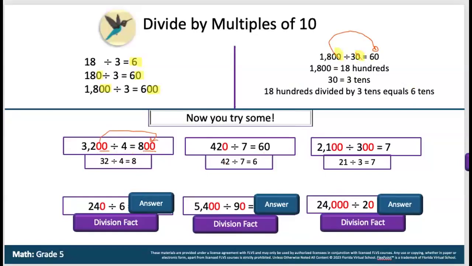Next, let's try 420 divided by 7. I'm really going to be doing 42 divided by 7 to get 6, and I'm bringing that place value holder over to the end. All right, same thing here. 2 zeros at the end, 2 zeros at the end. So really I can just kind of cross them out. So 21 divided by 3 is 7.